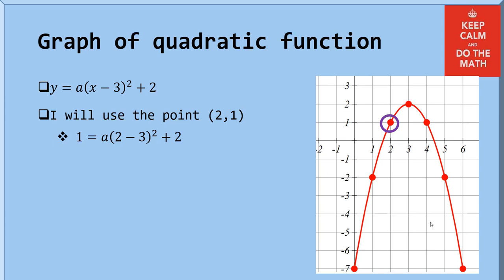So all you have to do is apply some simple algebra and arithmetic and solve for a. I do my parentheses first. Obviously, negative 1 squared is 1. I'm going to move my 2 over to the left side, so I've subtracted 2 on the left, and I now have a is equal to negative 1.